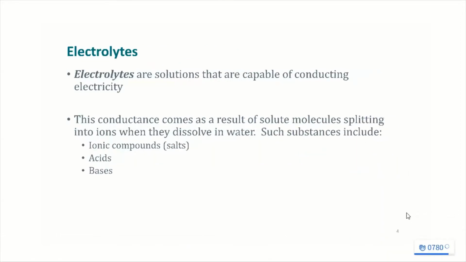So we're going to focus our attention now on electrolytes. Electrolytes are substances that will conduct electricity when they are dissolved in water. And this conductance is going to come from one of three categories of substance. We're either going to have ionic compounds, salts, which, because of our discussion of nomenclature, we should have a pretty good idea of what those look like. Usually they are metallic and non-metallic elements or ions brought together.